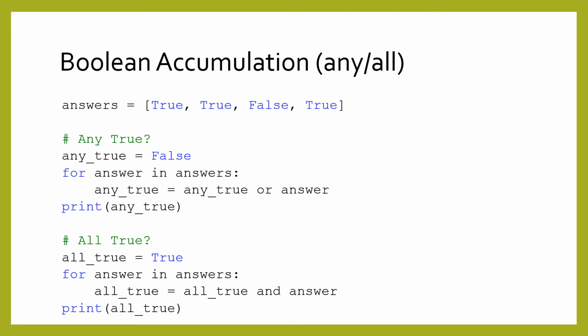On the other hand, the all variant starts off with the initial value of true. Each check is whether the current element is true and if the accumulation variable is still true. If at any point we encounter a false value in the list, then the accumulation variable becomes false and will evaluate to false in every subsequent check.